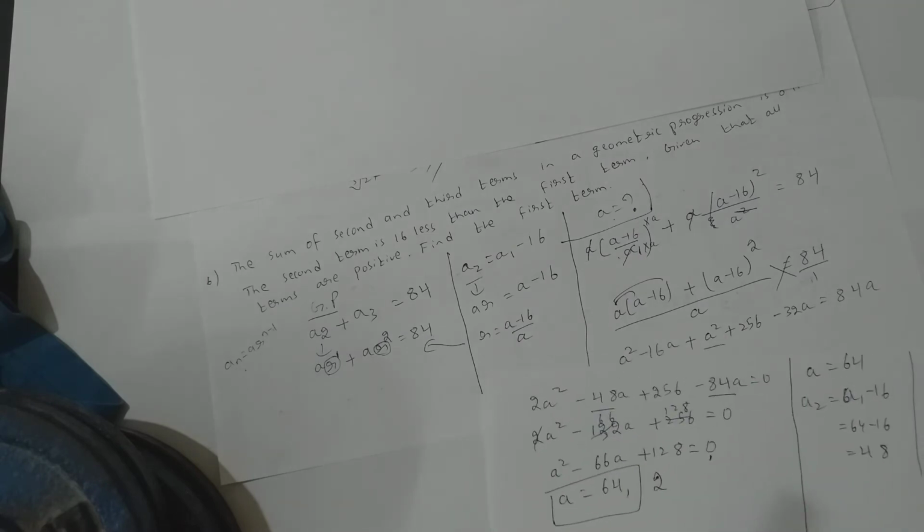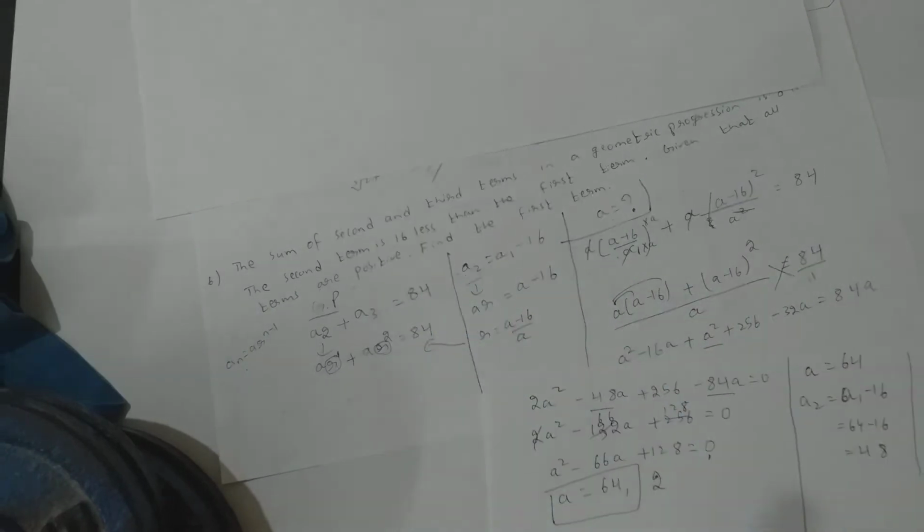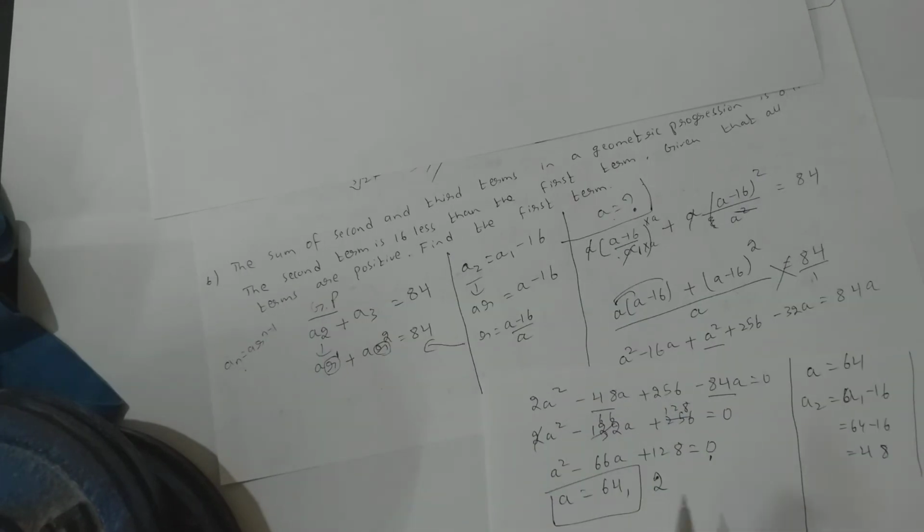Am I clear? He said all the terms should be positive. So if I take A equal to 2, I am getting a negative term. So A equal to 2 is rejected. Only A equal to 64 is correct.